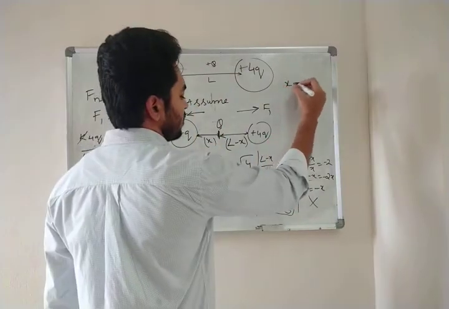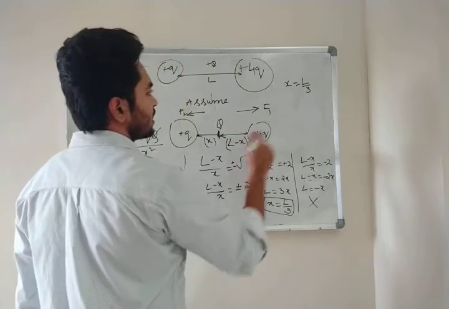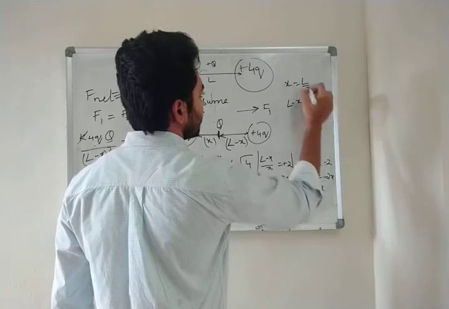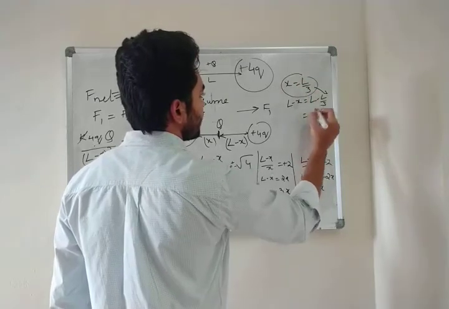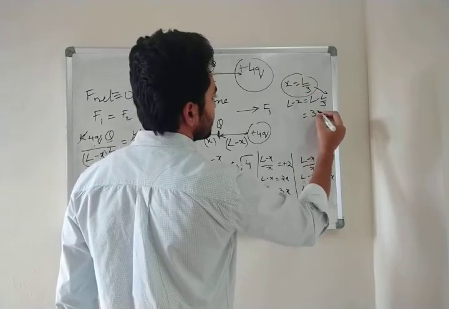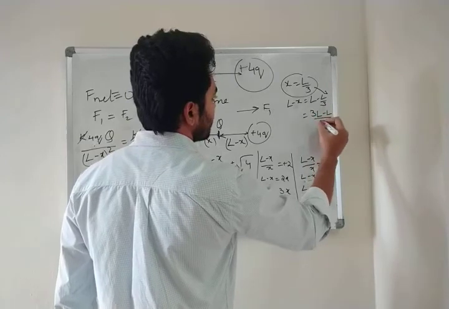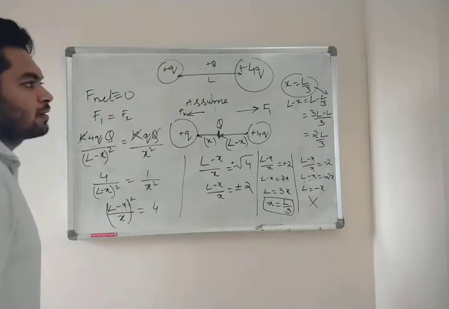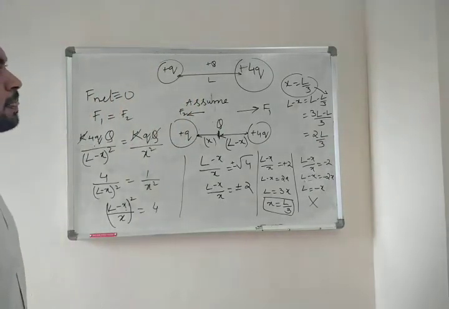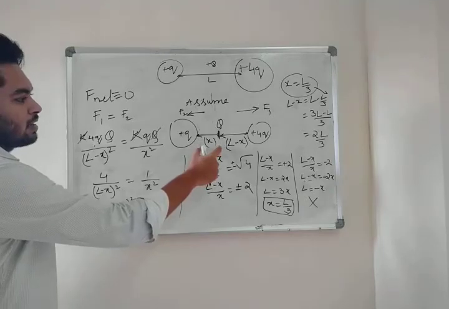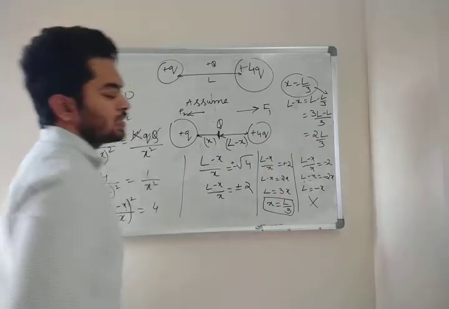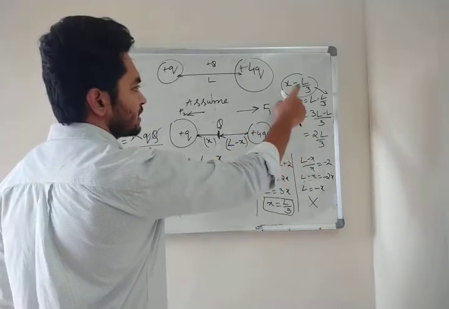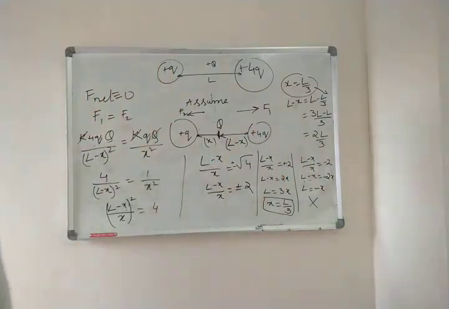So our x value is, if x equals L by 3, then what is L minus x? L minus x is equal to L minus L by 3. Just substitute this here. So equal to how much? 3L minus L by 3. So the answer is 2L by 3. Clear? So here it is L by 3 and here it is 2L by 3. Clear? This is our final answer: x equals L by 3. Understood?